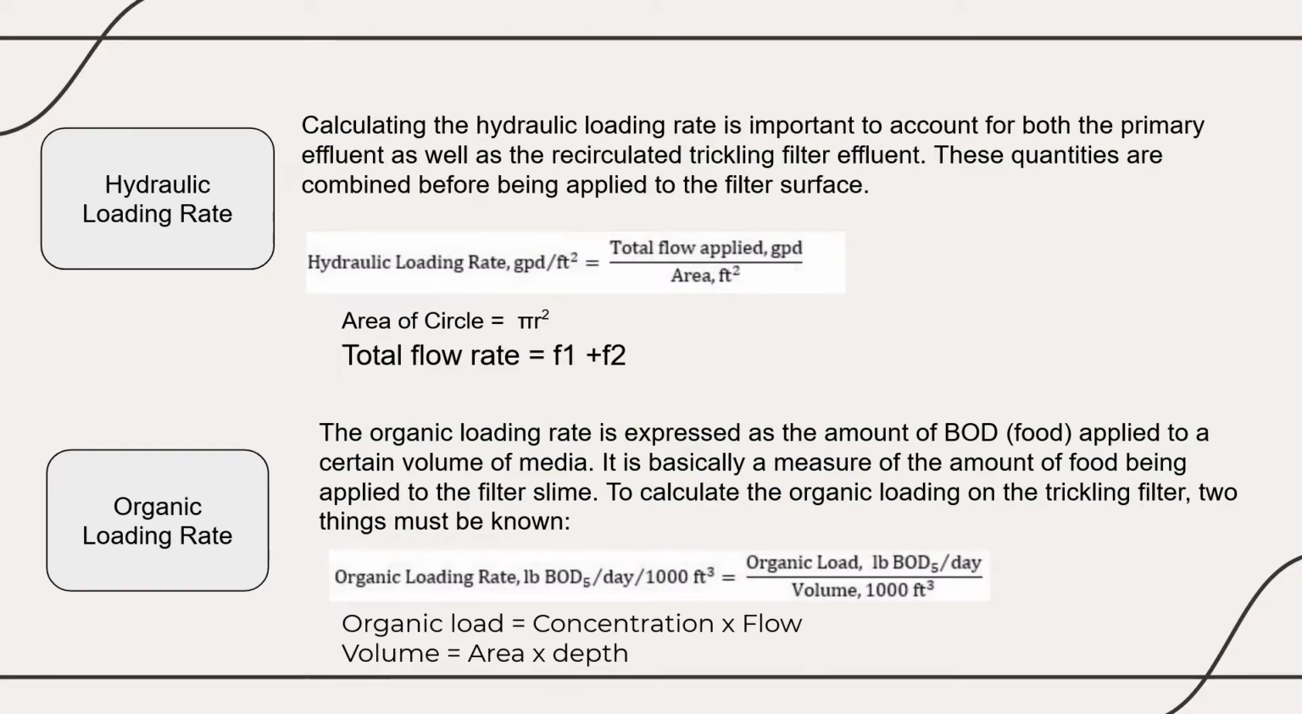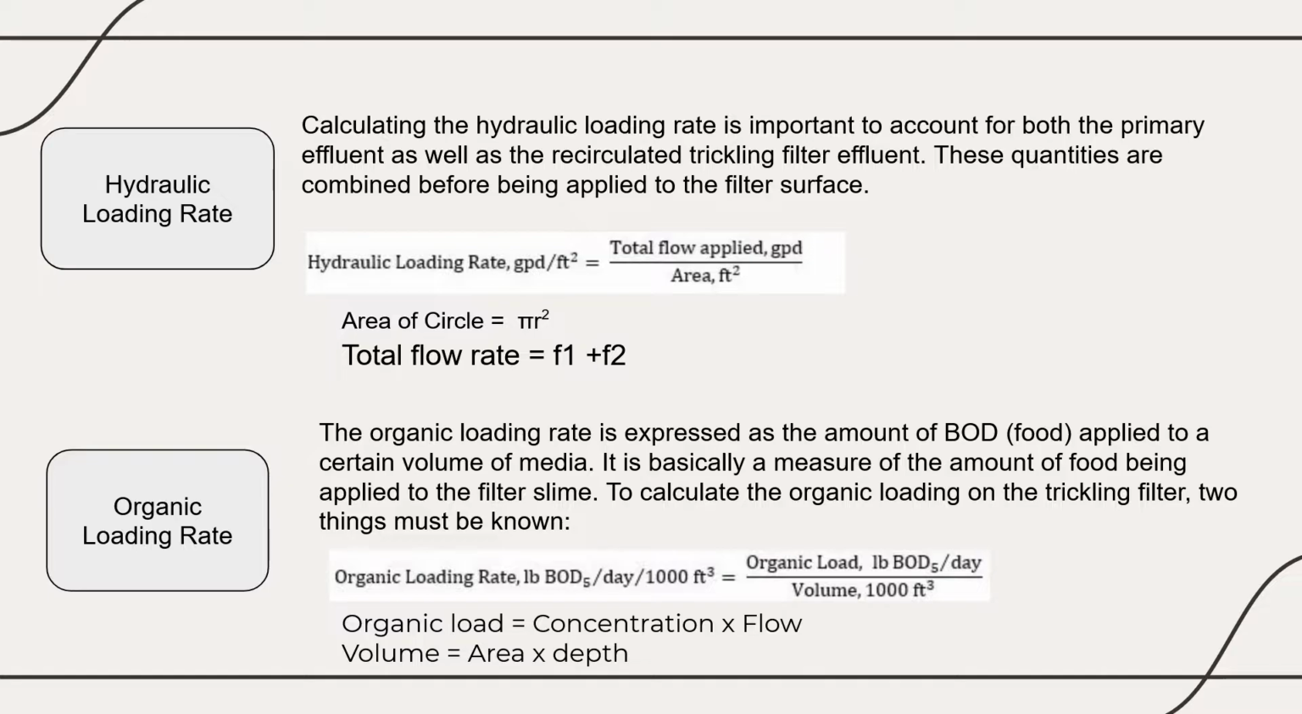Calculating the hydraulic loading rate is important to account for both the primary effluent as well as the recirculated trickling filter effluent. Effluent means the sewage discharged into a river or the sea. So we basically just want to know how much effluent from primary and the recirculated one is being discharged into the river. These quantities are combined before being applied to the filter surface.